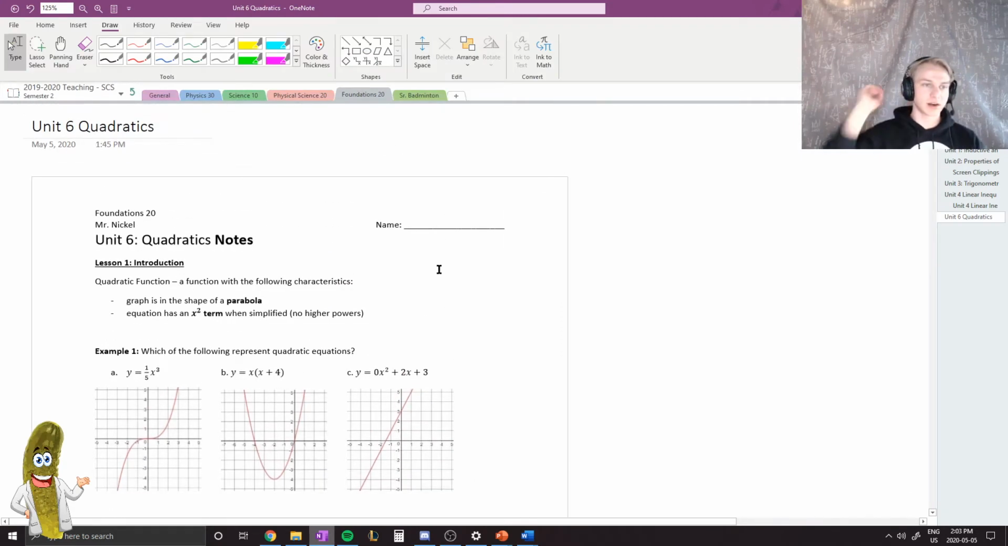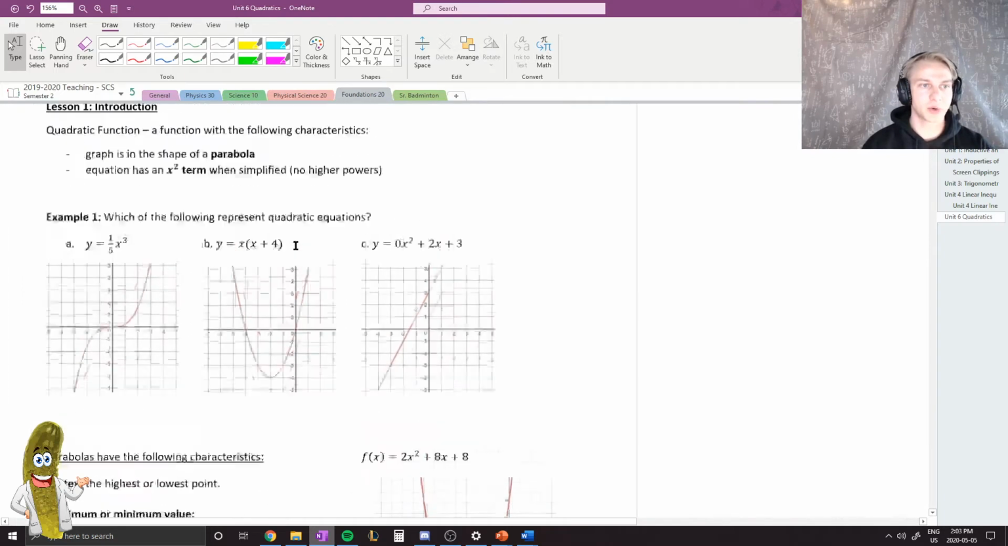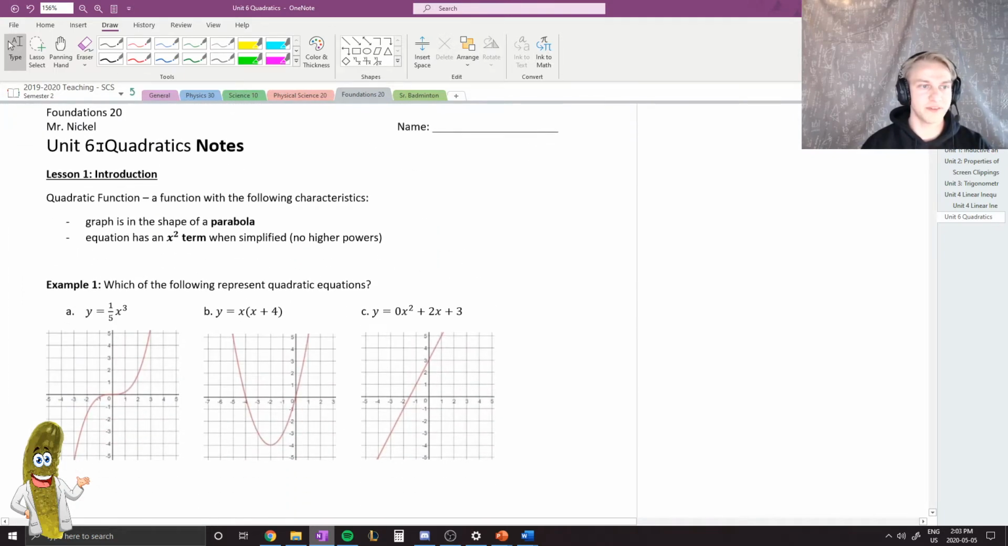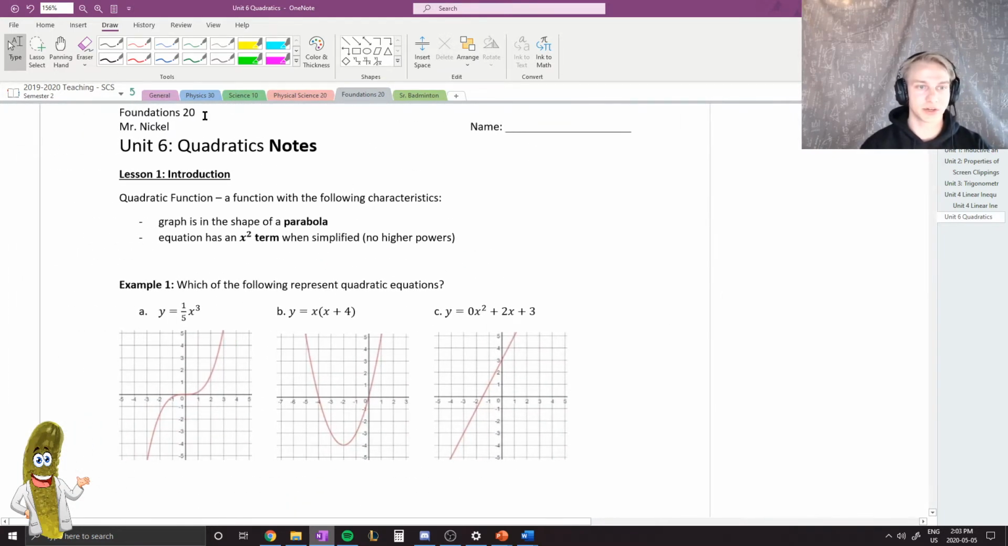So starting this off here, a quadratic function is a function with the following characteristics. The graph is in the shape of a parabola, and that means that the graph can be in one of two shapes. It can either be in a shape that looks something like this, or it can be in a shape that looks something like that.